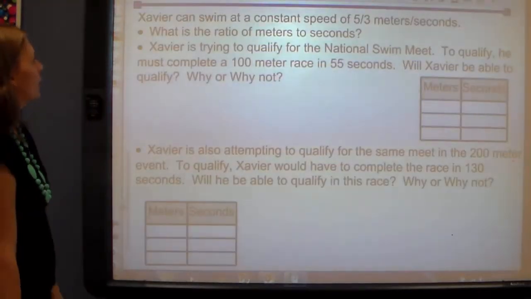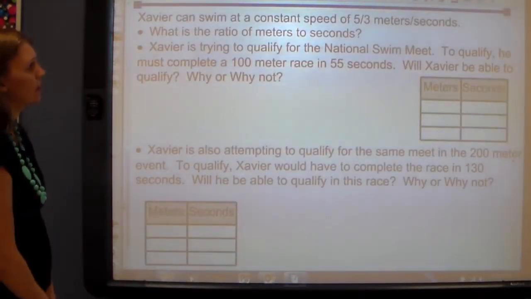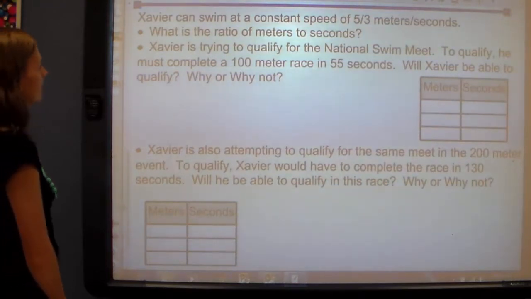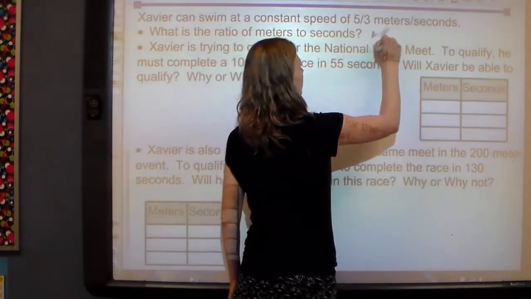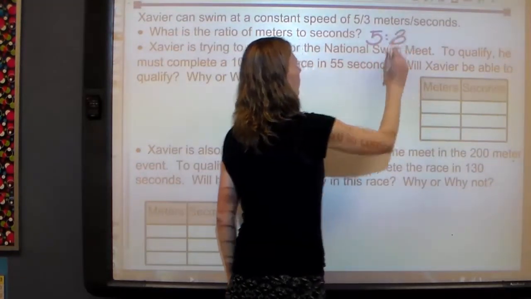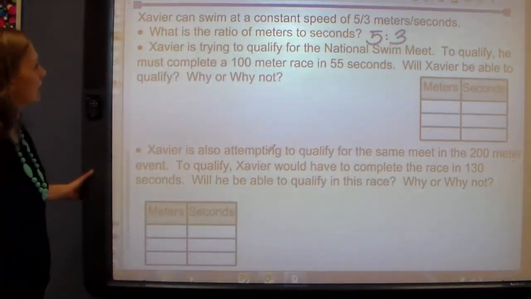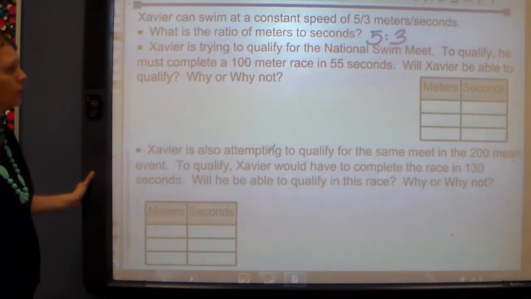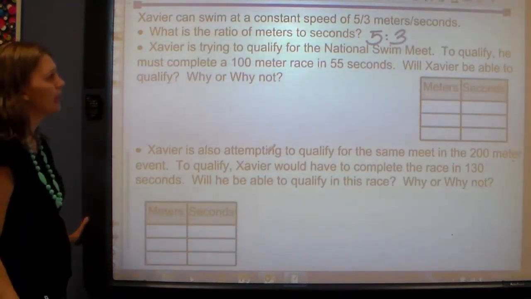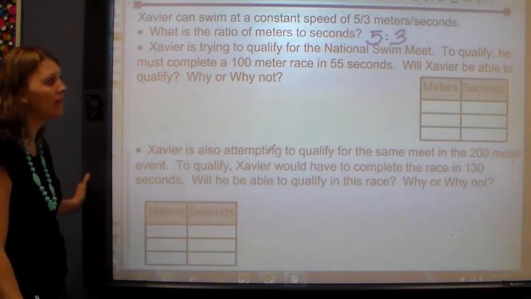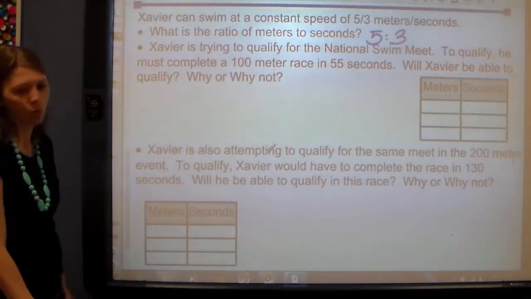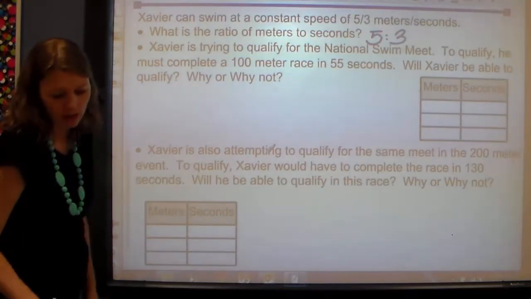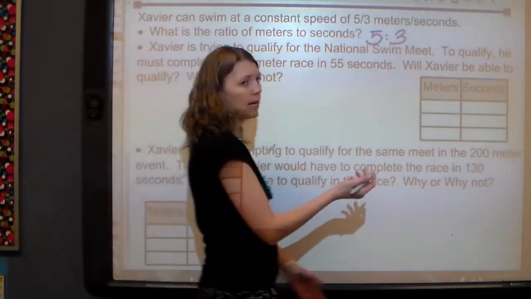Our next example: Xavier can swim at a constant speed of 5 to 3 meters per second. What is the ratio of meters per second? 5 to 3. Xavier is trying to qualify for the national swim meet. To qualify, he must complete a 100-meter race in 55 seconds. Will Xavier be able to qualify? Why or why not?